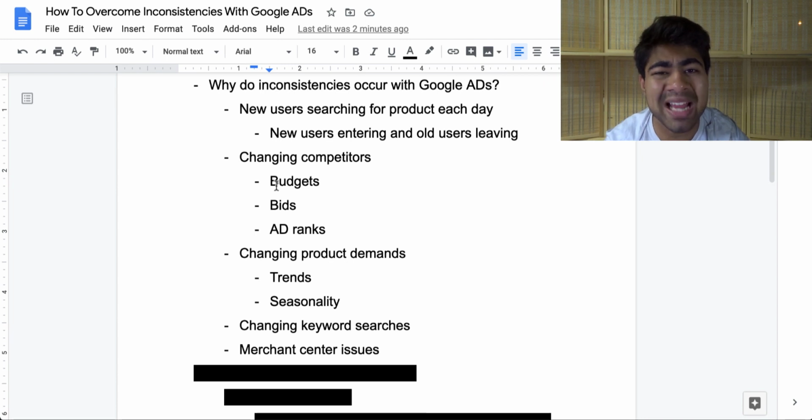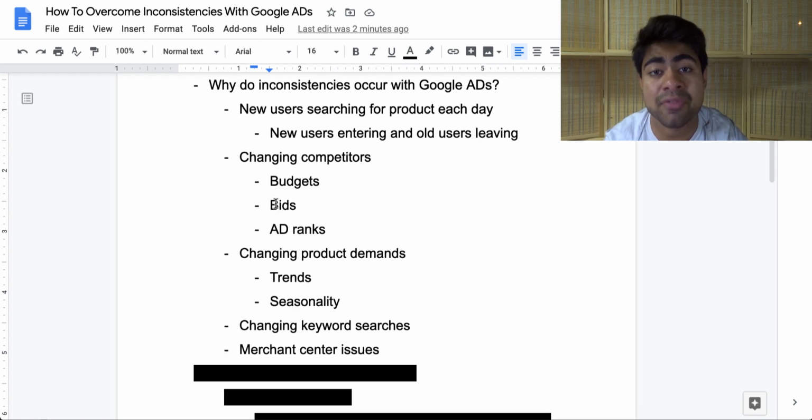But the main reason why competitors directly impact this consistency or inconsistency is simply because of the changing budgets, changing bids, or changing ad ranks. Now, when somebody, specifically a competitor, increases their budget by 2 times, Google, first of all, is a business.